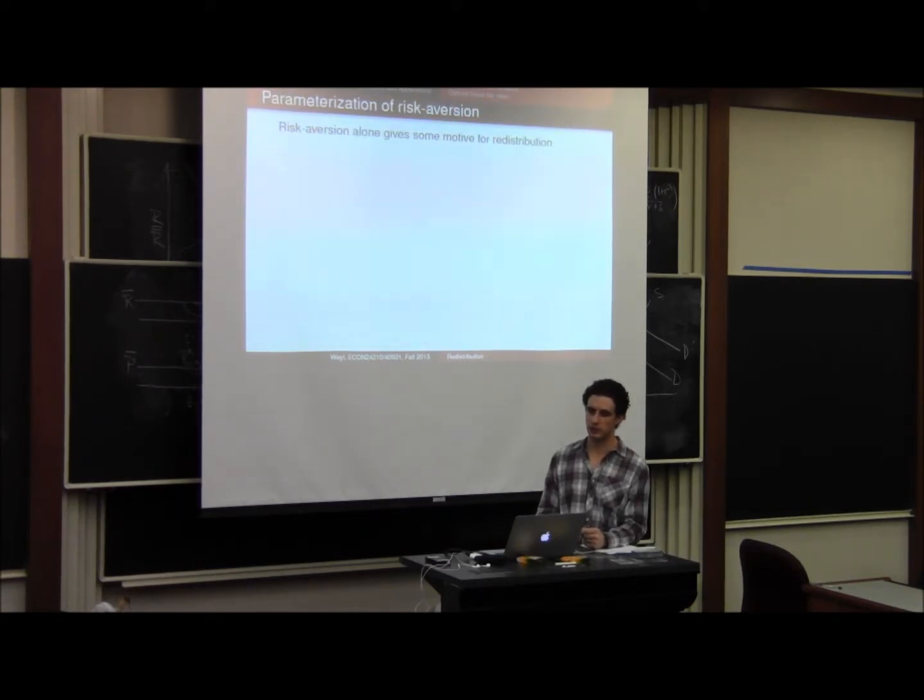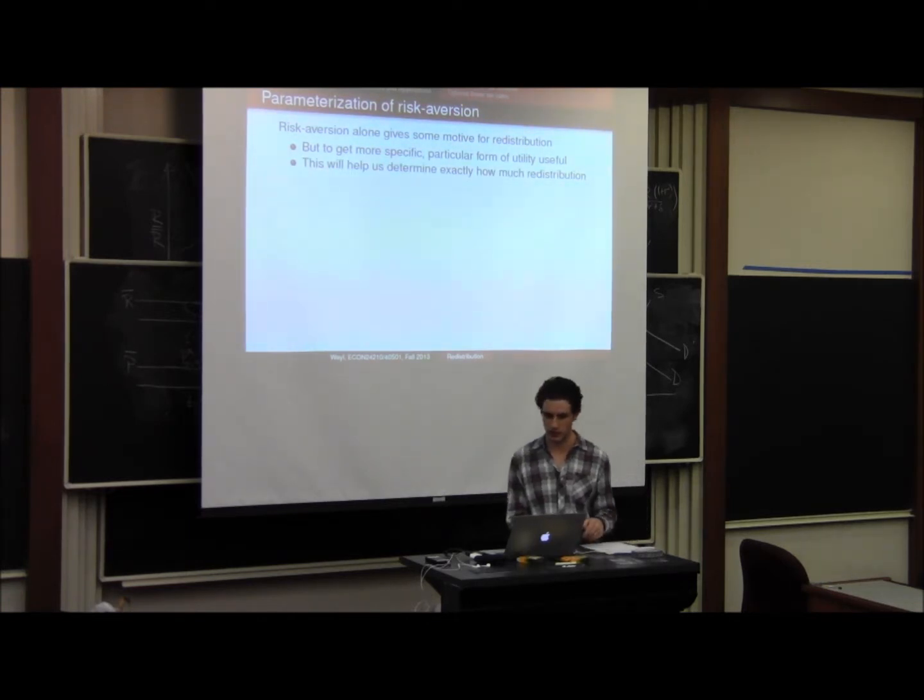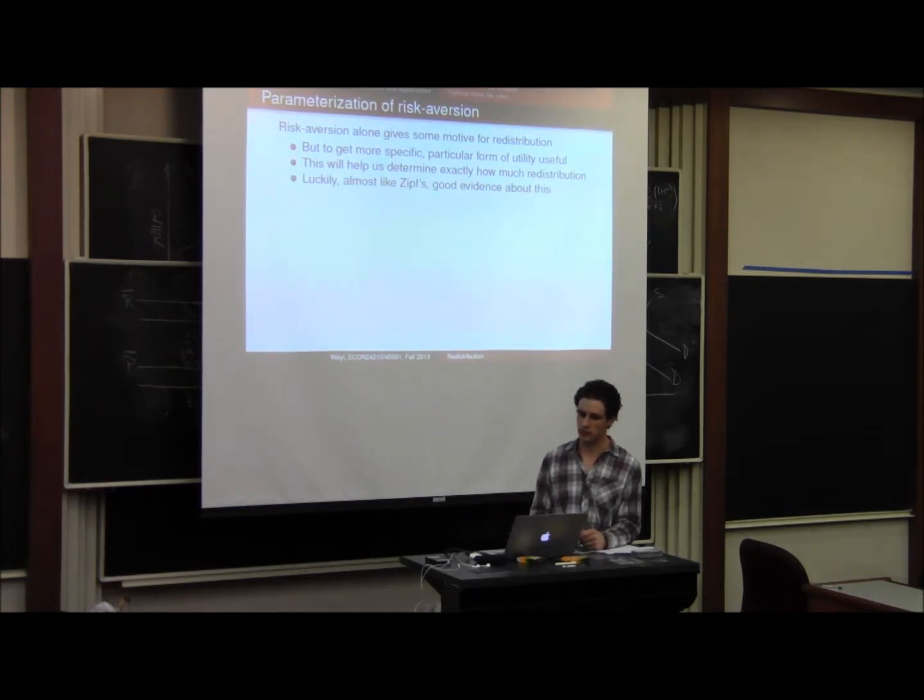And we'll return to this point in a little bit. Okay, so risk aversion alone gives some motive for redistribution. But to get more specific, we need to come up with a particular form for the utility function. And this will determine exactly how much redistribution we want to do.